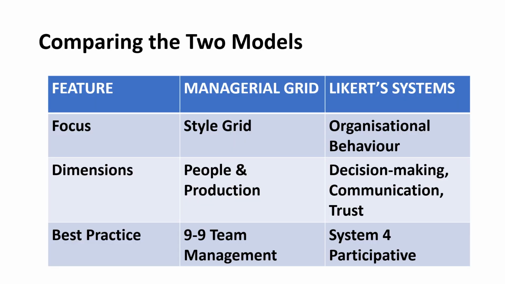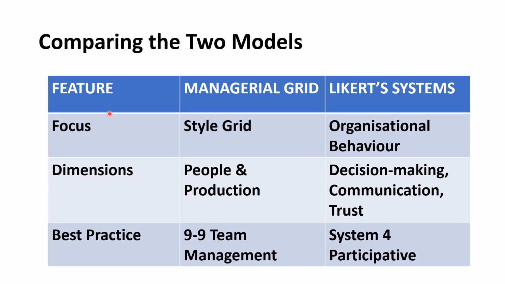If you compare these two models, we have three columns here, and on comparison, we take three important features like focus, dimension, and best practice, with which we distinguish between two models here, a managerial grid model and a Likert model. On focus feature, managerial grid is all about style grid. Likert systems is organizational behavior based.